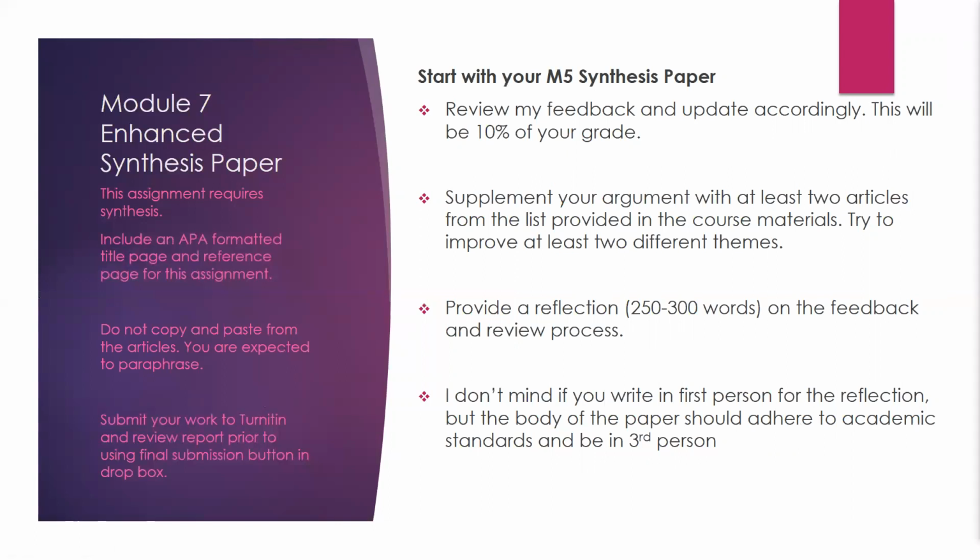You're also going to provide a reflection, and that's going to be about 250 to 300 words on the feedback and review process. Reflect on the feedback and revision process, and I want you to discuss specifically how you use the new supplemental articles to strengthen your themes from the Module 5 paper. And going forward, how will you use the reflection process to improve your own doctoral identity? I don't mind if you write in first person for the reflection, but in the body of the paper, you should adhere to academic standards and write in third person.